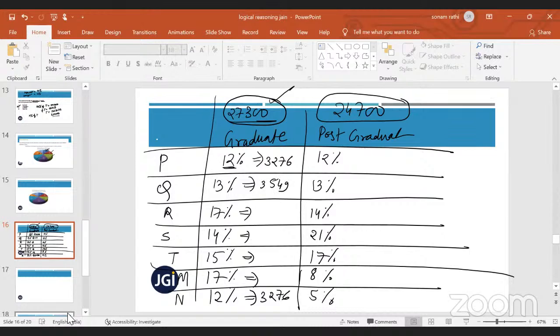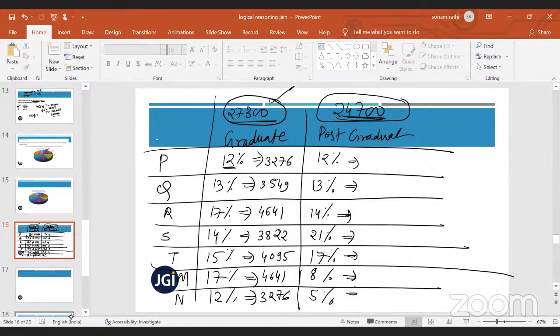3549, 4641, 3822, 4095, 4641. So instead of percentage, I actually found the number of students in each institute. So in institute P, in graduation, 3,276 students are there. Similarly, calculate this, but now this is the number.